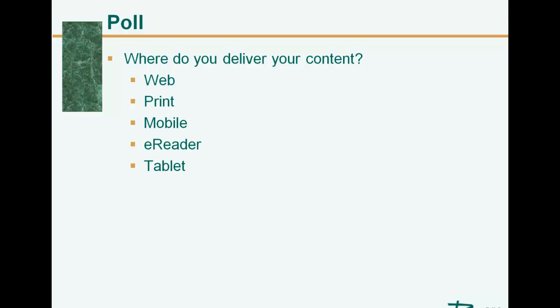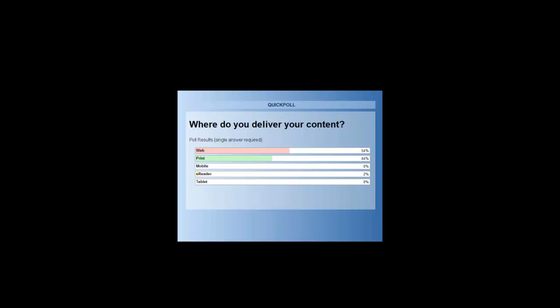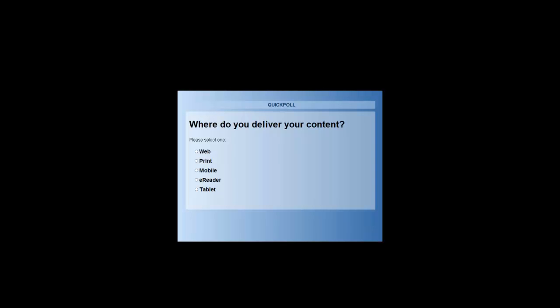Okay, Anne, are you able to see it? If you could give people a sense. Sure, absolutely. These are the results, but many people commented that it would be multiple avenues. For this specific poll, 54% of voters said web, 44% said print, 0% said mobile and tablet, and 2% use the e-reader. That's fascinating.